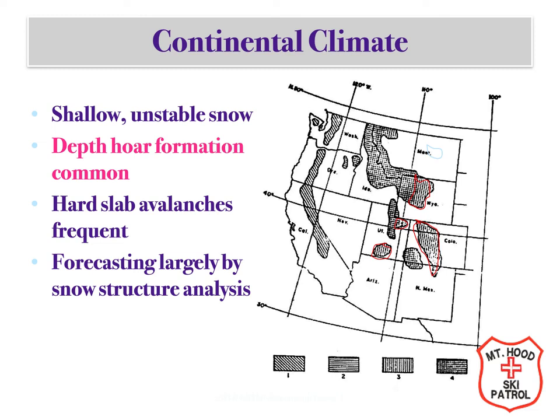The snowpack tends to be unstable for long periods of time due to persistent buried layers. It is not uncommon for an avalanche to occur due to a failure of a buried weak layer that was created months earlier. Avalanche forecasting in this zone relies heavily on observations of buried structures.